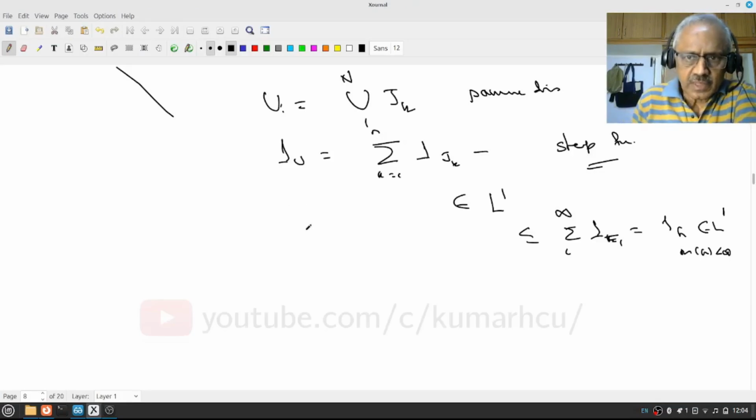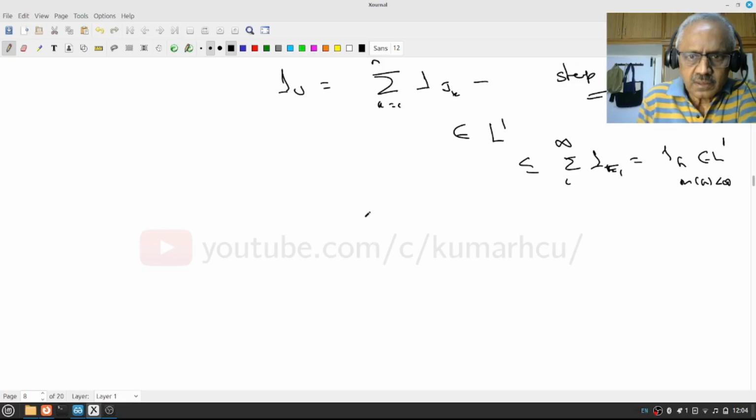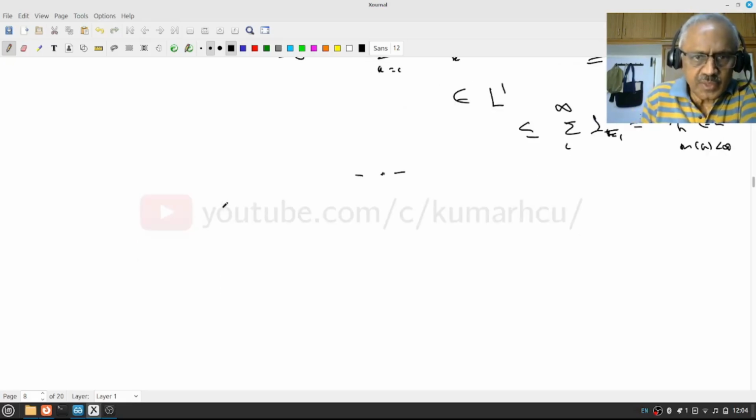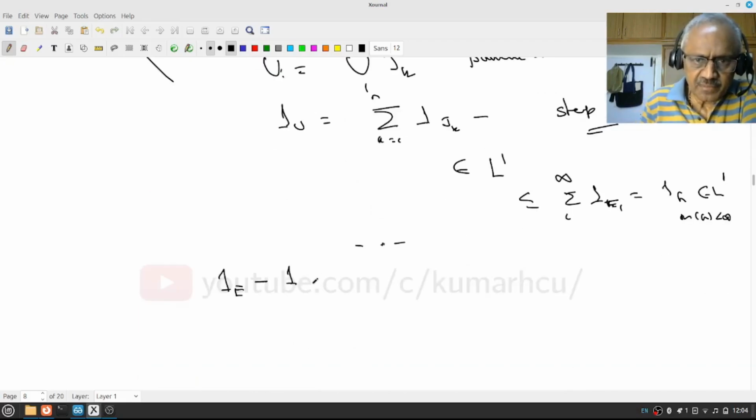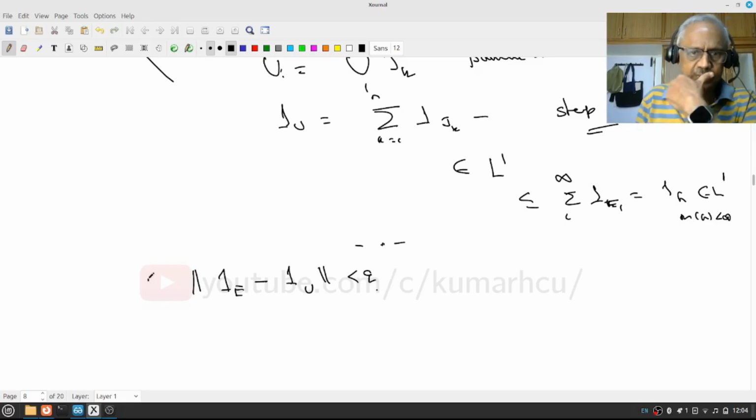So let us go back. Now let's try to understand what we want to do. We want to show that the L1 norm of the indicator function of E minus the indicator function of U is less than epsilon, or some constant times epsilon. This is what I want to show.